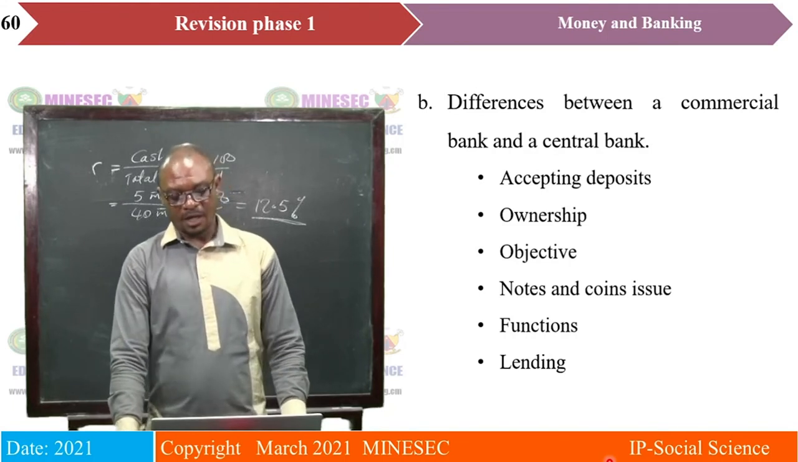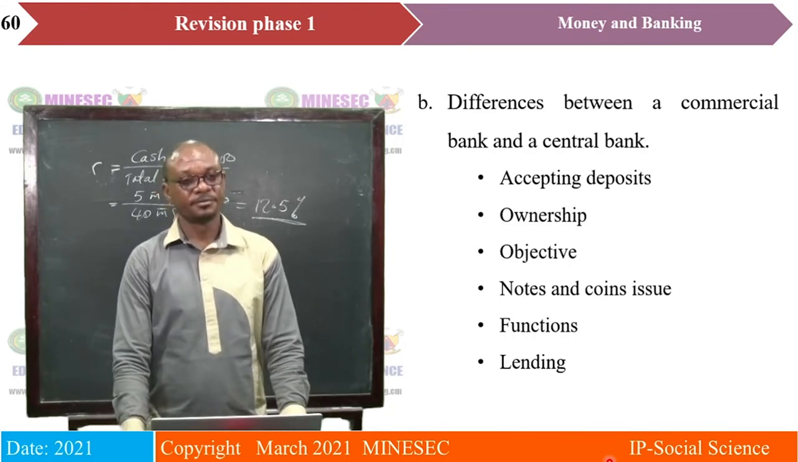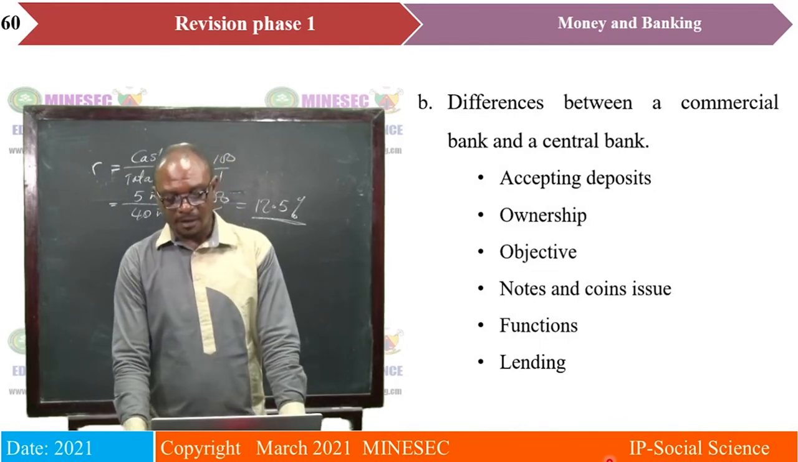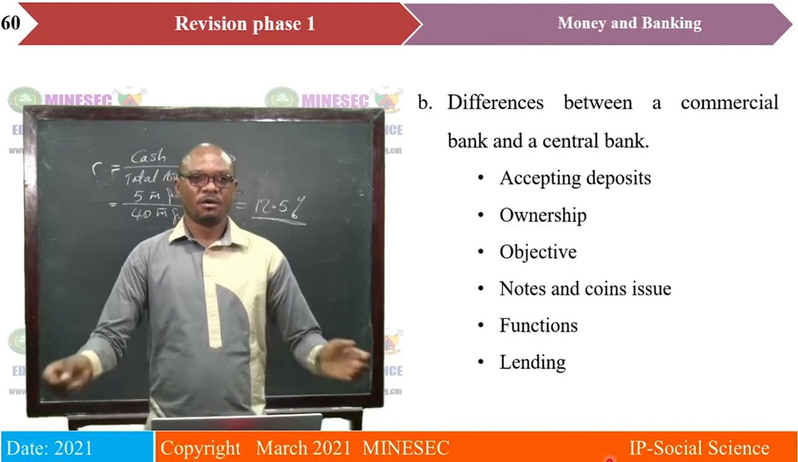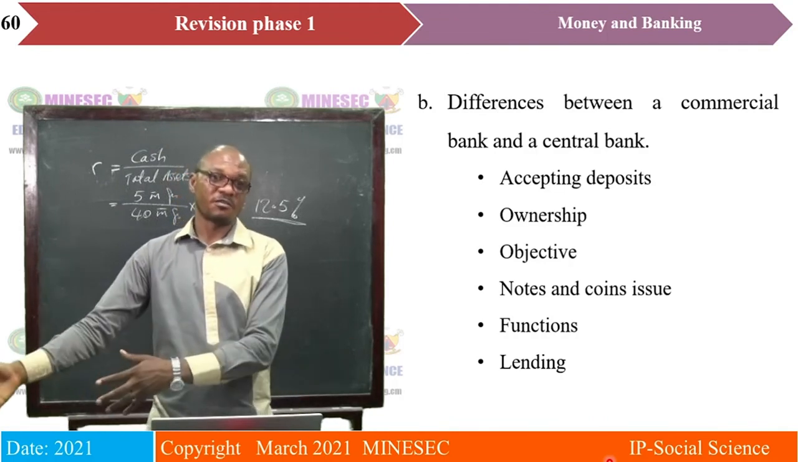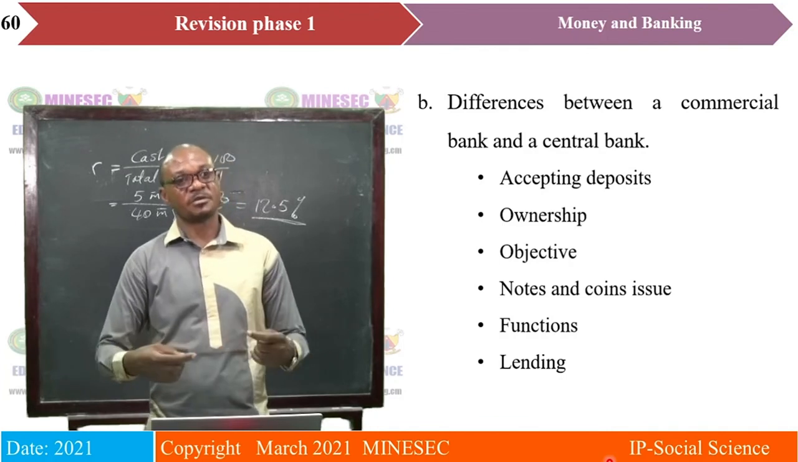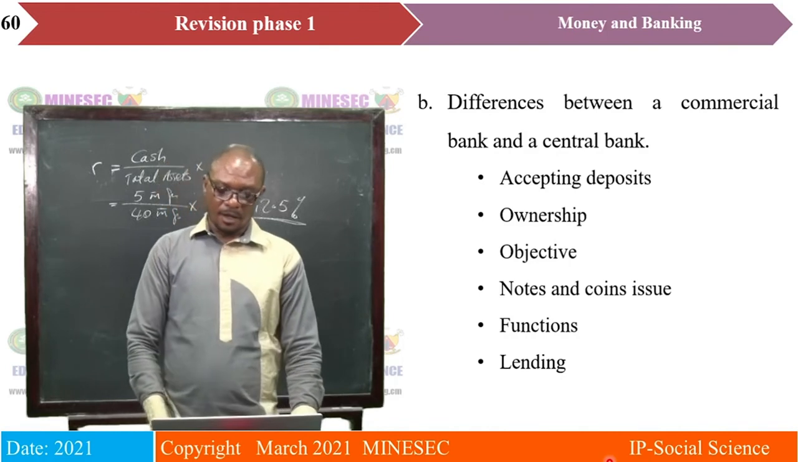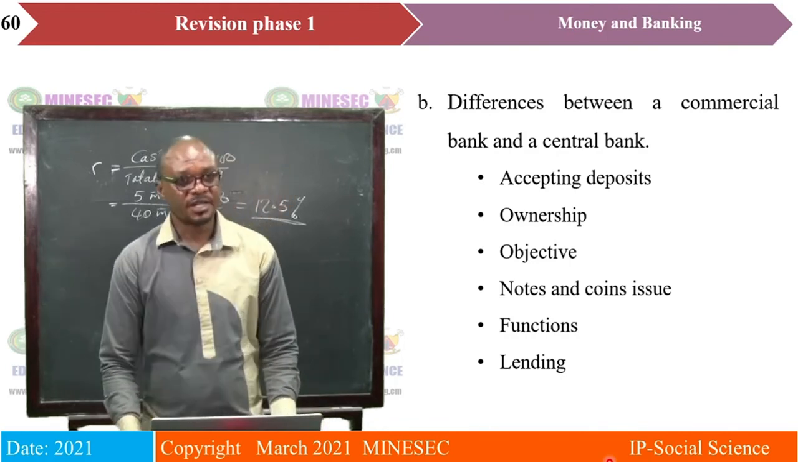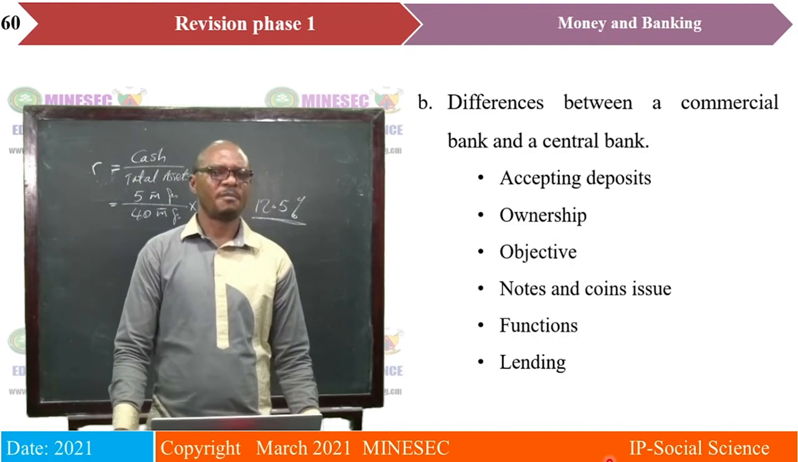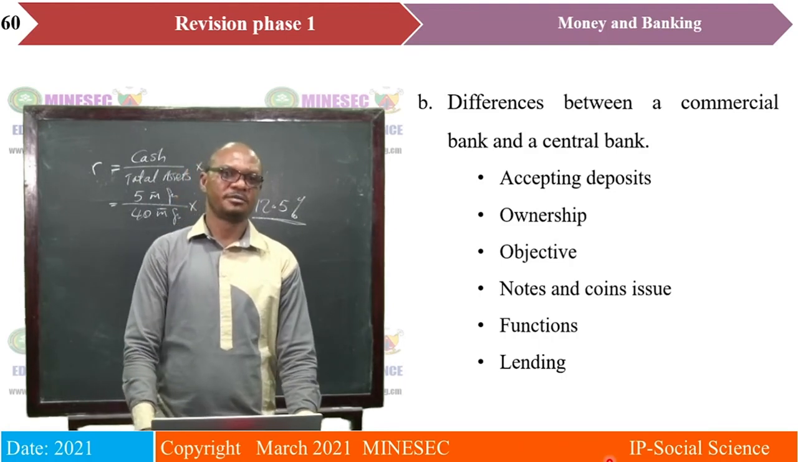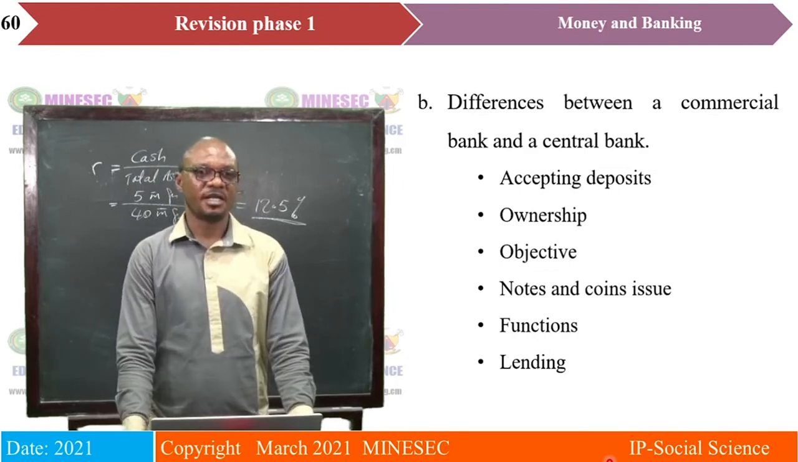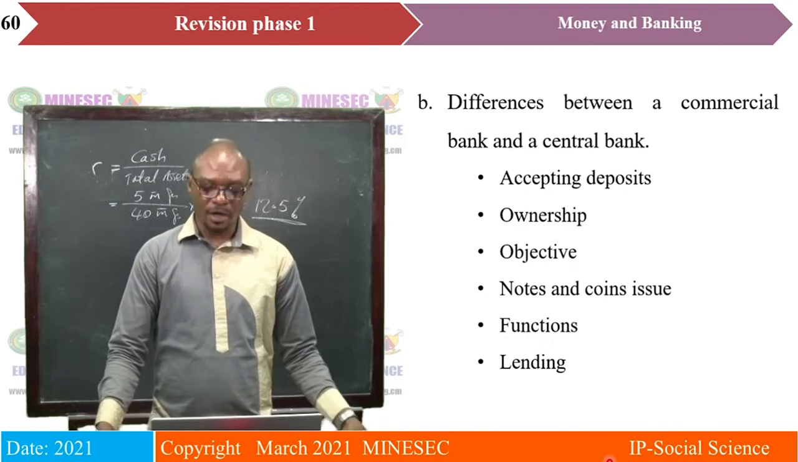Remember, in terms of numbers, there are many commercial banks in the country, but only one central bank. In terms of accepting deposits, commercial banks accept deposits from members of the general public. The central bank accepts deposits from commercial banks only. In terms of ownership, the central bank is owned by the government. It's a government bank. But commercial banks are owned by private individuals or shareholders.